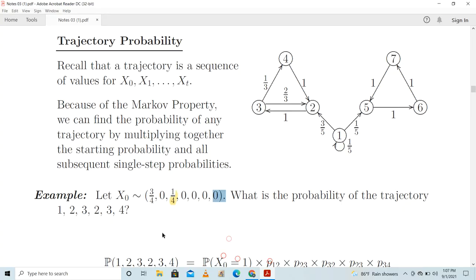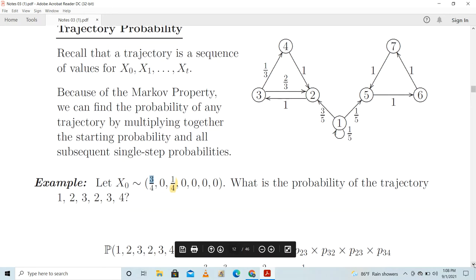So in this case, we know the probabilities of reaching each state at the initial stage. Now we have to find out the probability of this trajectory. That is, first we have reached state 1, then from 1 we are going to state 2, from 2 to 3, 3 to 2, 2 to 3, 3 to 4. So we have to find it out. If we look at this trajectory, the first state that we have reached is state 1. Here they have given that at the initial stage, the probability of reaching state 1 is 3 over 4.